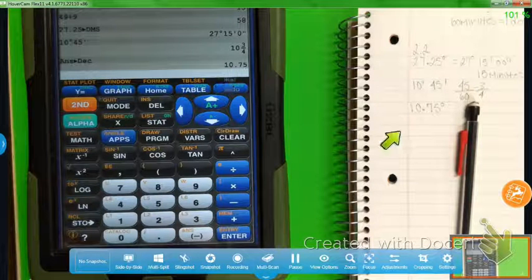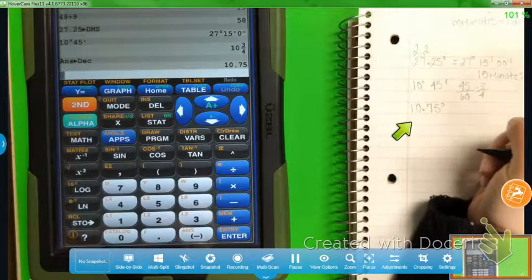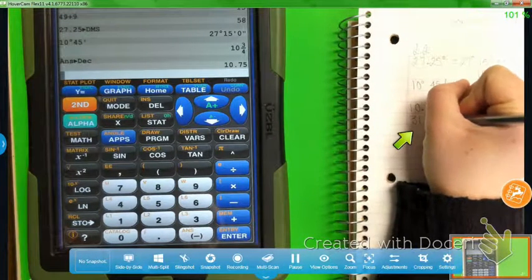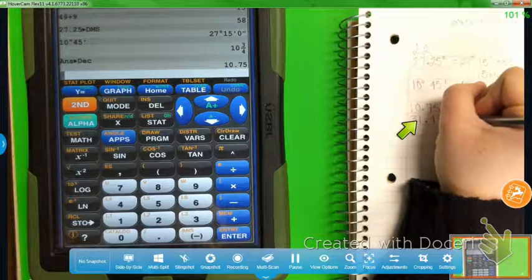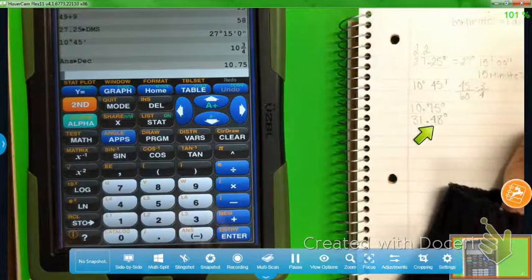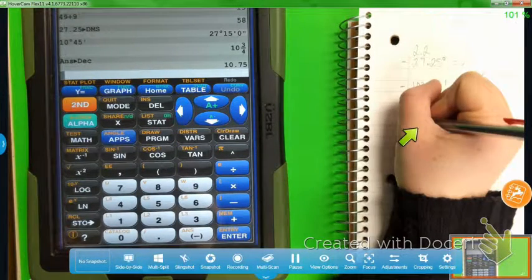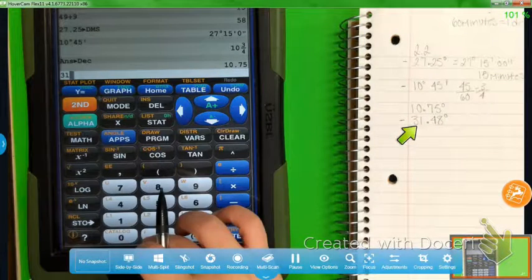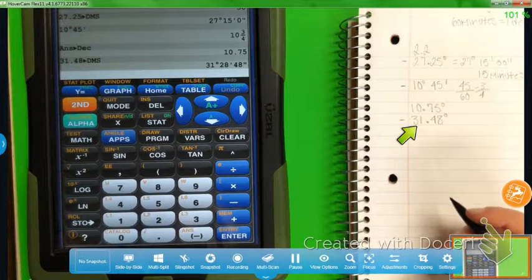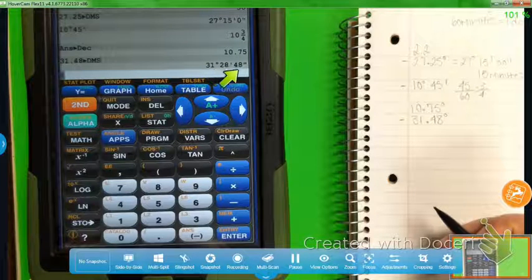So let's try one more. So over here in your notes, Brooklyn, let's do, how about 31.48. 31.48 degrees. Put a degree symbol on it after the decimal. And we want to change that to DMS notation. So how do I change that to DMS notation? So type in the calculator 31.48, second angle, and you hit enter, and that's 31 degrees, 28 minutes, 48 seconds.